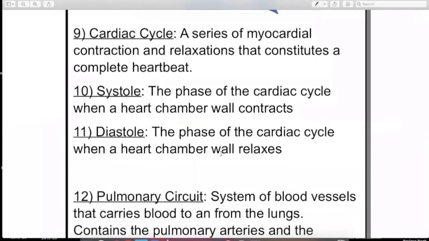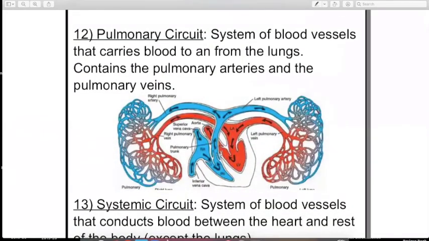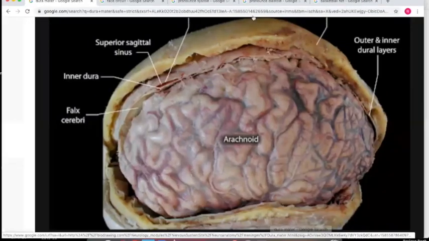Go back to this. All right, now, pulmonary circuit. System of blood vessels that carries blood to and from the lungs. All right, before I talk about this, circuit. Circuit is a weird word. I'm not talking about electricity, although it's a similar idea. A circuit is a continuous looping path, all right? And that's actually how electricity works. That's a little complicated, and I'm not going to get into that. So I have an easier example.